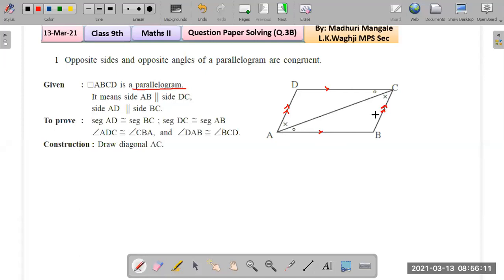Now understand this again. When I am drawing those arrows, the meaning of those arrows is that those two sides are parallel. When we draw a small segment mark like this, it means they are equal, it means they are congruent. But when we draw arrowheads like that, it means that those two lines are parallel.